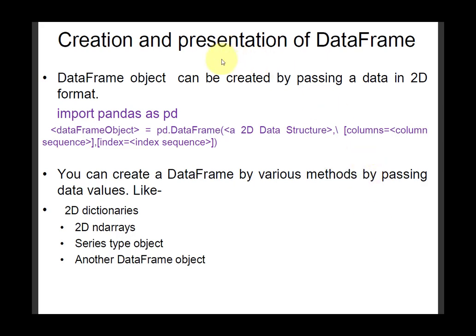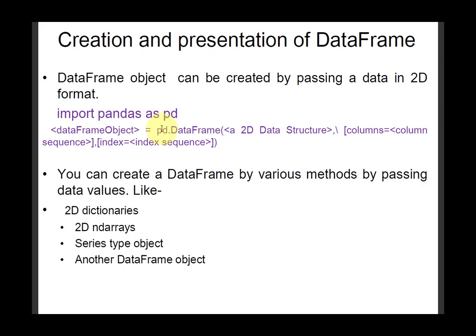So now let's see creation and presentation of data frame. How you can create and how you can present the data frame. The data frame object can be created by passing data in 2D format, because it is a two-dimensional array, so that's why we have to pass the data in 2D format.